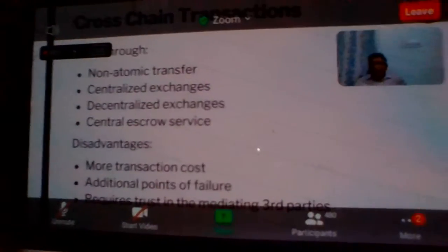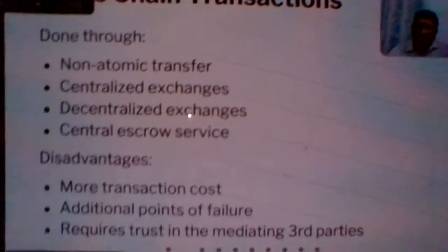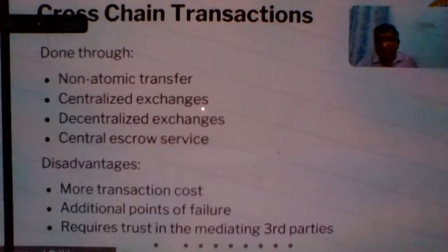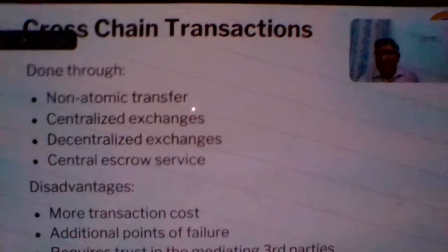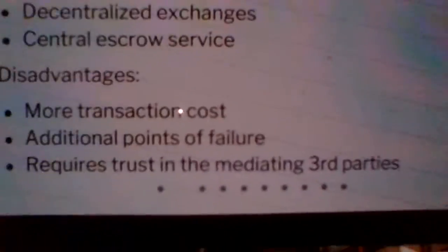Now, if you look at the call for papers for the International Conference on Blockchain and Cryptocurrencies, ICBC, you have a separate section or a workshop going on cross-chain transactions. So cross-chain transactions can be done as a non-atomic transfer, or can be done through centralized exchanges.